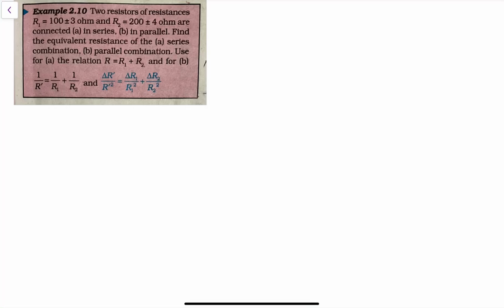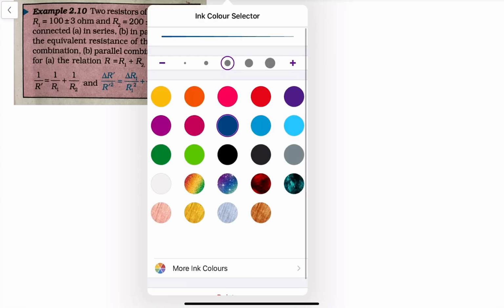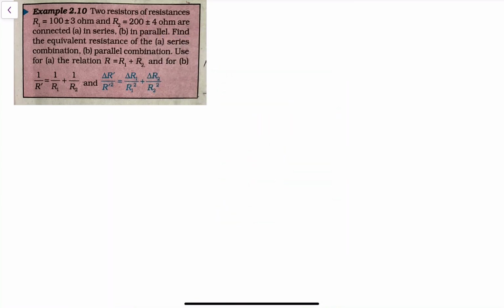Good morning, students. We continue with the problems finding relative error, percentage error. In the last class we left with some problems. Now this is a problem of series combination and parallel combination of the resistors. See, these are the two resistors.